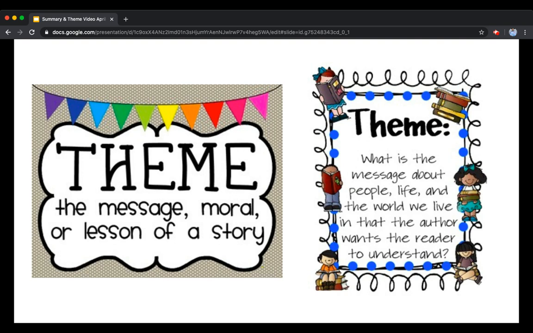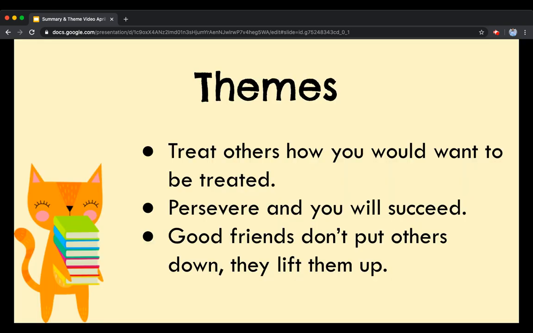A few themes that I came up with, a few things that I think the author wanted us to take away are to treat others how you would want to be treated, persevere and you will succeed, and good friends don't put others down, they lift them up. These themes aren't the only ones. These are just some possible themes. When you come up with a theme, they can be in your own words.